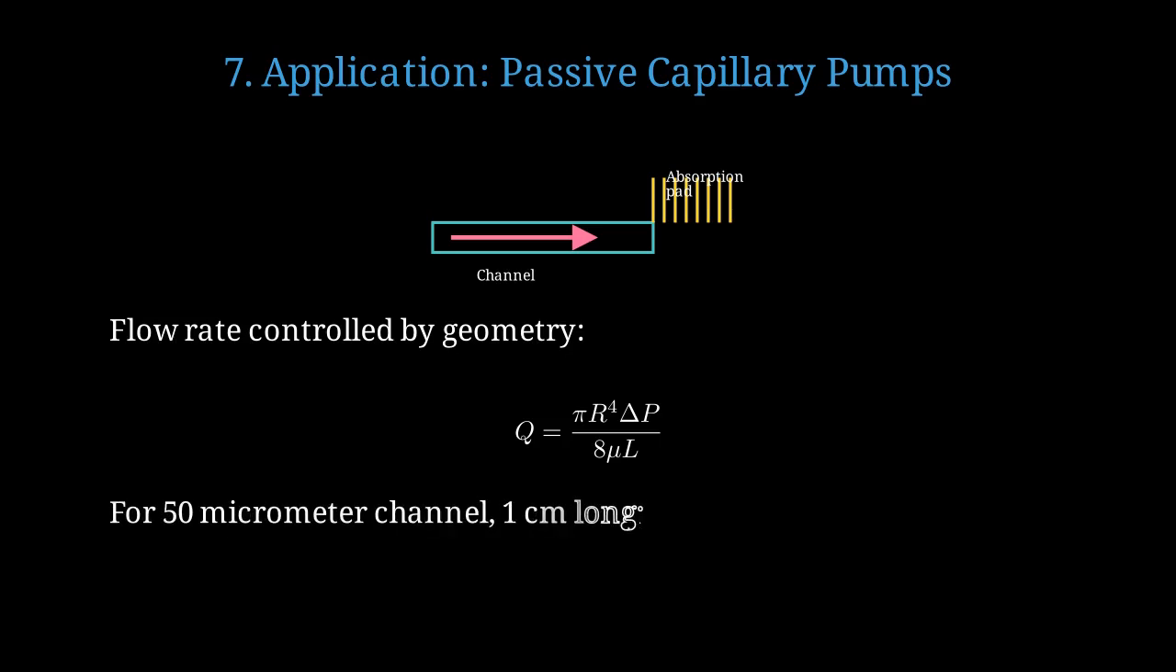Let's calculate flow rate for a 50 micrometer channel that is 1 centimeter long. Pressure is about 3,000 pascals, radius is 25 micrometers. Flow rate is approximately 0.4 nanoliters per second, perfect for diagnostic assays.